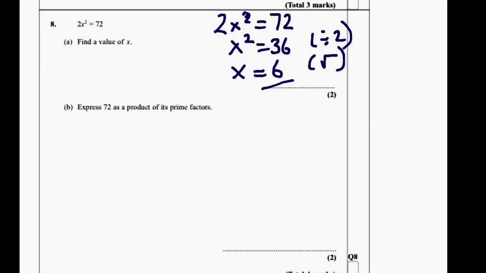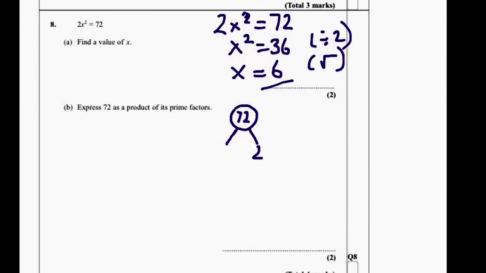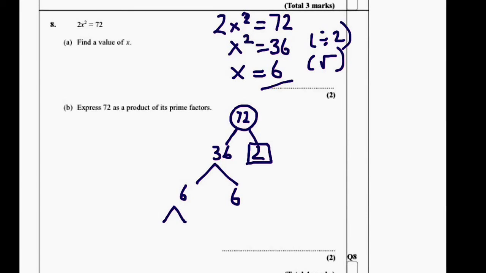Done. Express 72 as a product of its prime factors. Well, this is where you start with 72 and you think about factor pairs that go together to make 72. So I'm going to say that's 2 times 36, and because 2 is a prime number I stop there. And then 36 is 6 times 6. Neither of those are prime numbers, so I need to carry them both on. 6 is 2 times 3. They're both prime numbers, so I stop there. And 6 is 2 times 3, and they're both prime numbers, so I stop there.